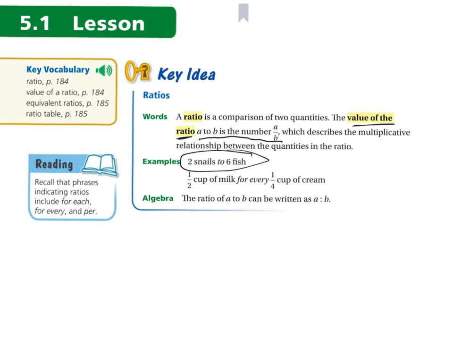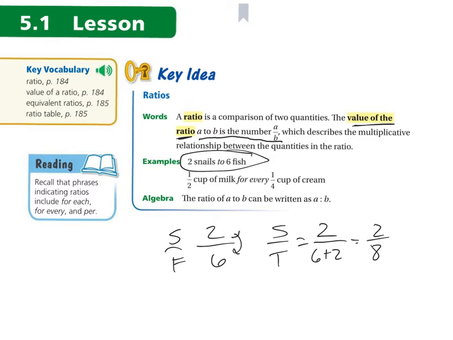Also, the total snails, so we had 2 to 6, and that was snails to fish. The snails to total is equal to 2 to 6 plus 2, right? This plus this, or 2 to 8, or 1 to 4. Okay, so that'll all come into play.